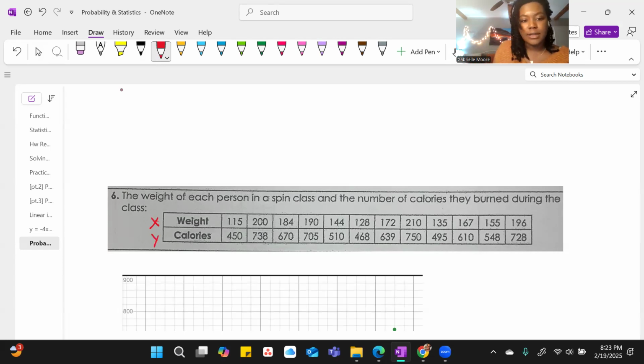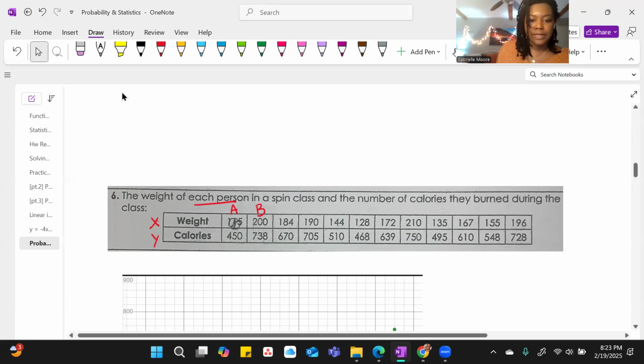Now, just so it's clear, each person is stated. So each of these ordered pairs is a person, an individual. Person A is different from person B. So person A weighs 115 pounds and they burned 450 calories. Person B is at 200 pounds, they burned 738 calories, right? So on and so forth.